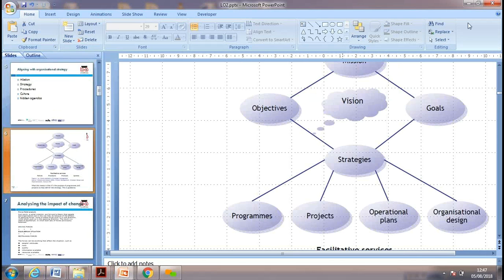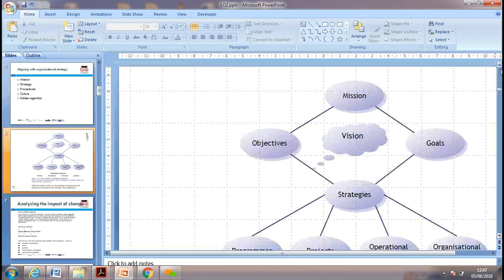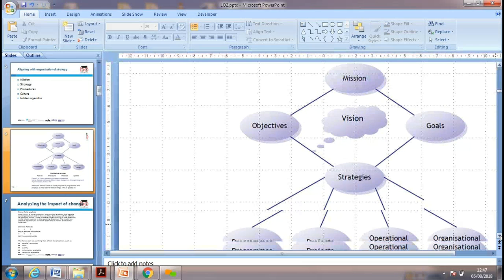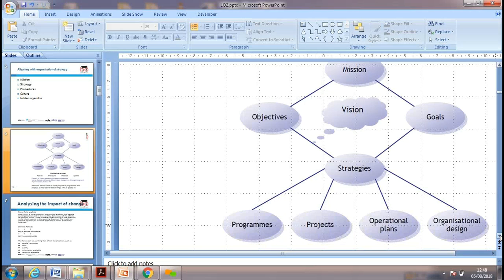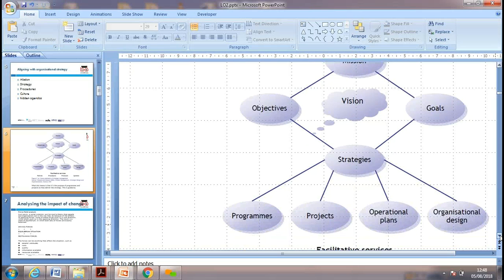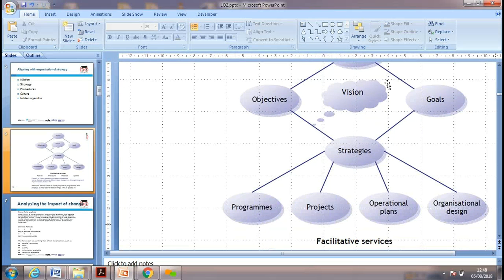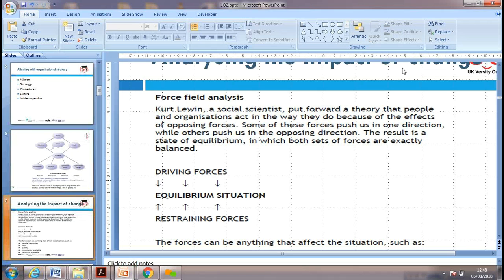No, sir. Okay, so next, like we discussed there: mission, goals, objective, vision, strategy, program, project, operational plan, and design. All these are interlinked with each other. When we make the project, we need to look around. We need to set objective, vision as an organization, mission, goal, strategies for the project, operational plan. All we need to look around.